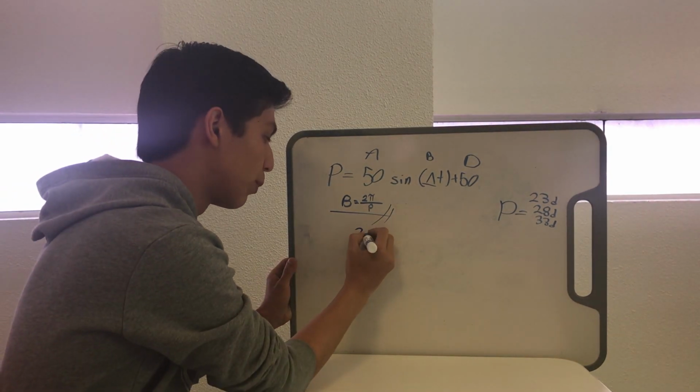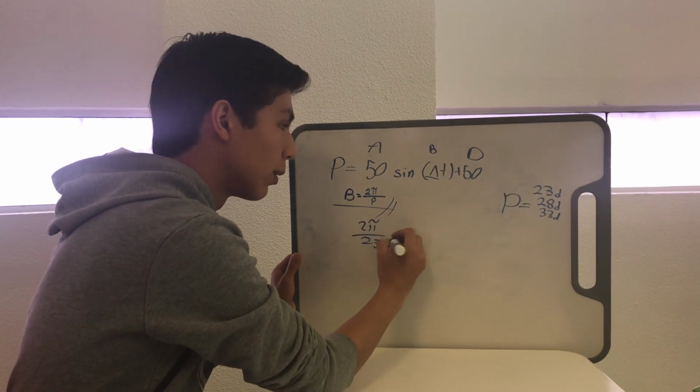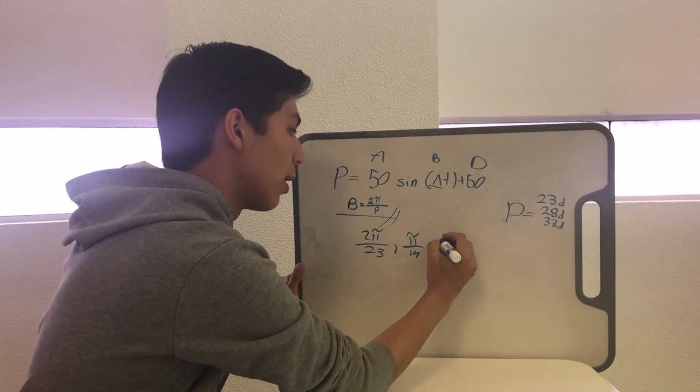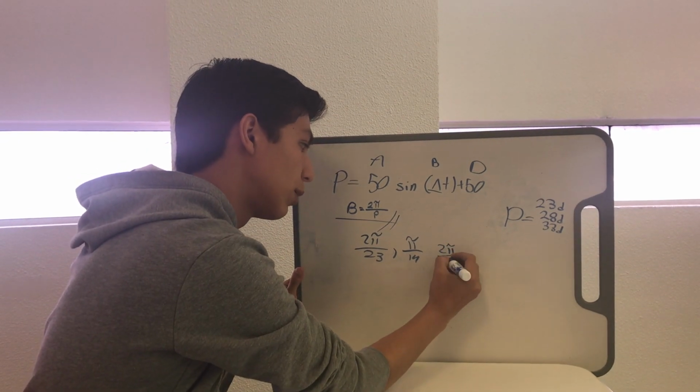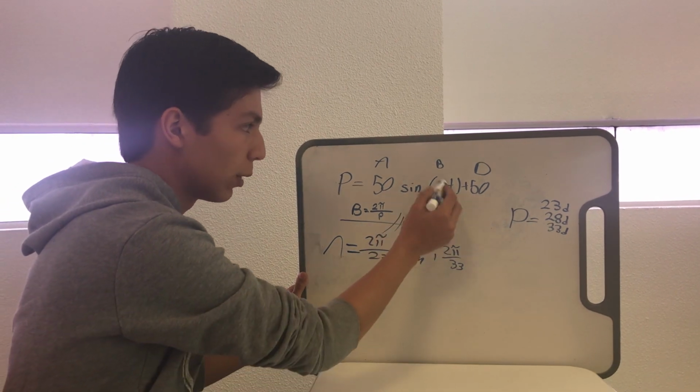So we get 2π over 23, π over 14 because we simplify, and 2π over 33. So these are the 3 values that we are going to give to lambda.